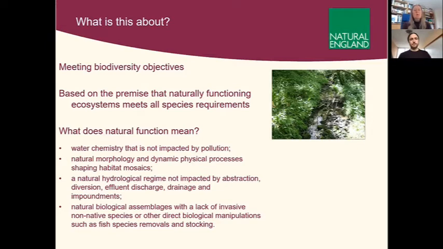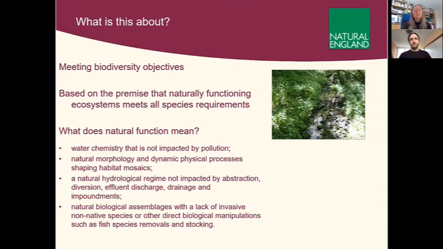So to start with, we split it into 4 components. There's the water chemistry, and if it's naturally functioning, it's not going to be impacted by pollution. The second one is the physical habitat, and by that we mean that the habitats have a natural morphology and dynamic physical processes which shape those habitat mosaics. We are also saying that these sites should have a natural hydrology, and that means that they shouldn't be impacted by abstraction, diversion, effluent discharge, drainage and impoundments.